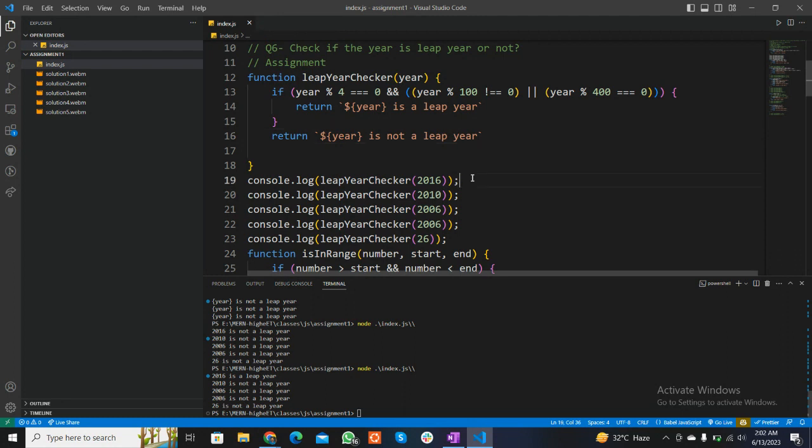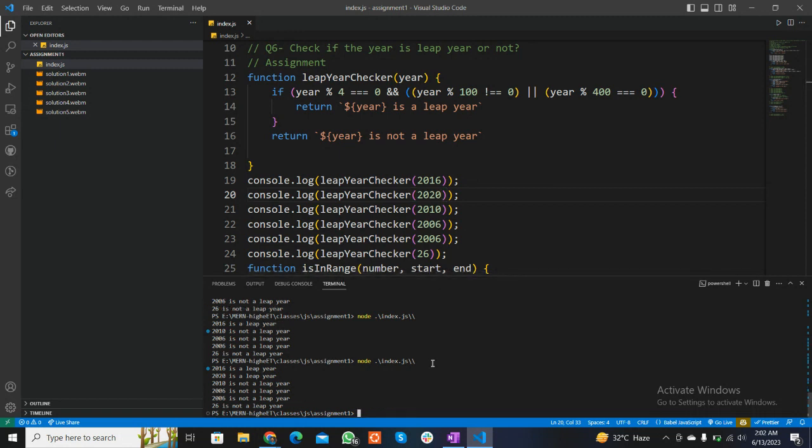And then we can write one more, which is basically, let's write for 2020. Check. It's saying that they both are leap years. Correct.